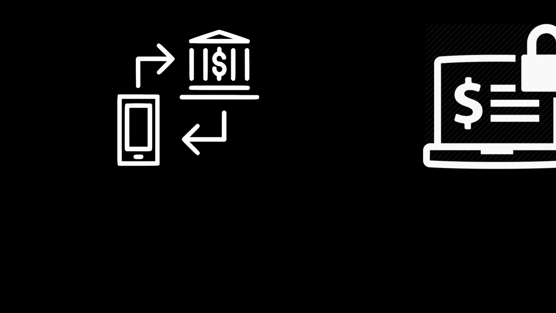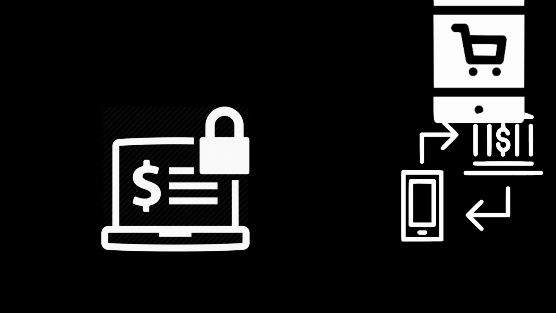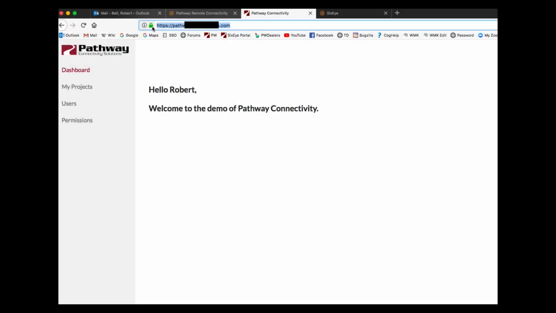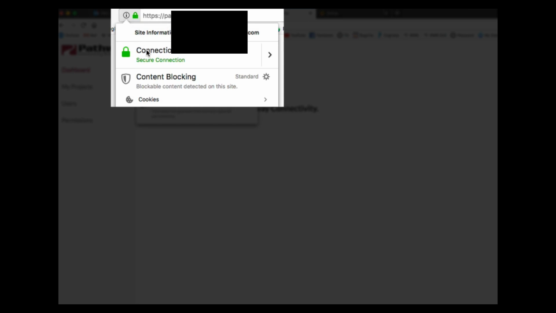HTTPS is used for secure communications all over the internet today, not just for banking and shopping. The communication protocol is encrypted using Transport Layer Security, or TLS. It uses trusted certificate authentication to ensure the privacy and integrity of the exchanged data while in transit.